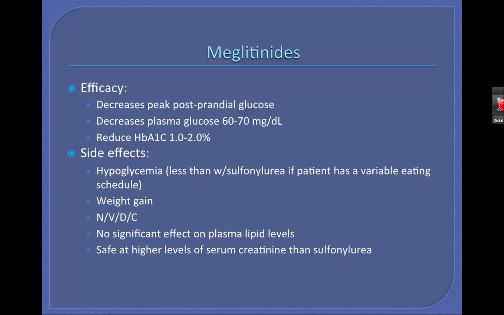The efficacy of meglitinides: decreases peak postprandial glucose, decreases plasma glucose 60 to 70, reduces hemoglobin A1C from 1 to 2. The side effects are hypoglycemia, less than with sulfonylurea if the patient has a variable eating schedule. There are also side effects of weight gain, nausea, vomiting, diarrhea, and constipation can occur. No significant effect on plasma lipid levels. They're safe at higher levels of serum creatinine than sulfonylureas.